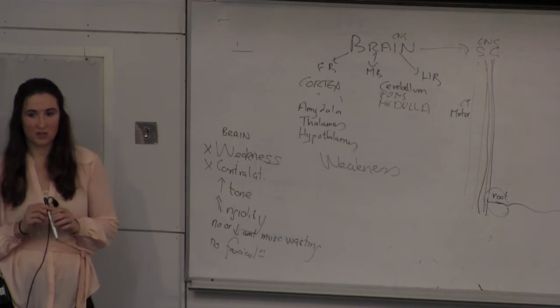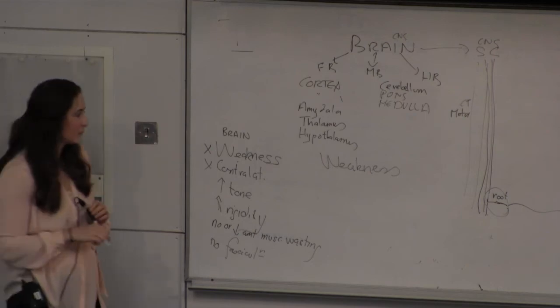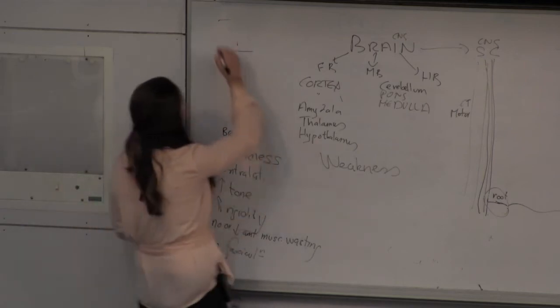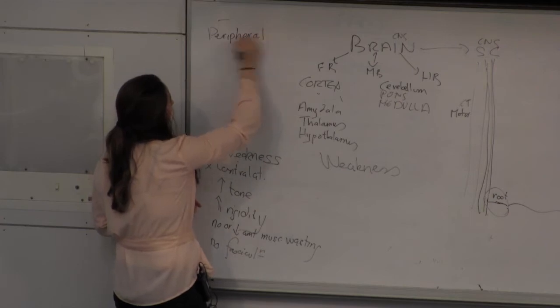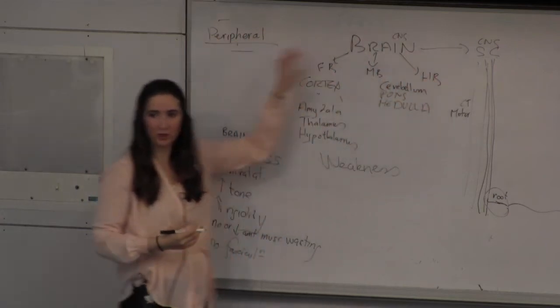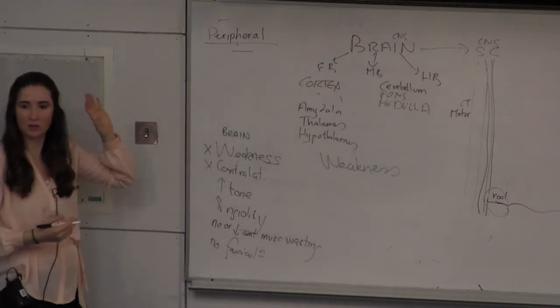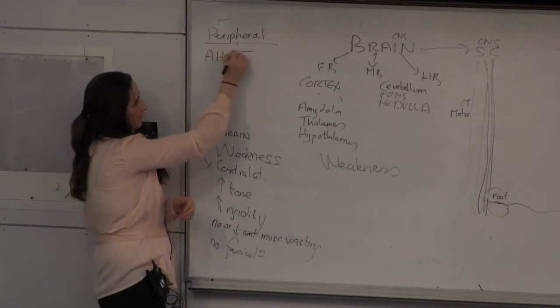Are we talking about central nervous system or peripheral nervous system? Peripheral. Yeah, peripheral nervous system. So peripheral means what? What are the areas within the peripheral nervous system? Because we're calling central as brain and spinal cord. So what are the ones that are in the peripheral? Anterior horn cell. Yeah, the anterior horn cell.